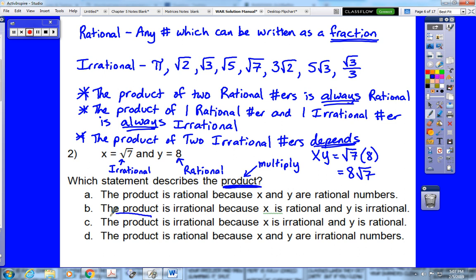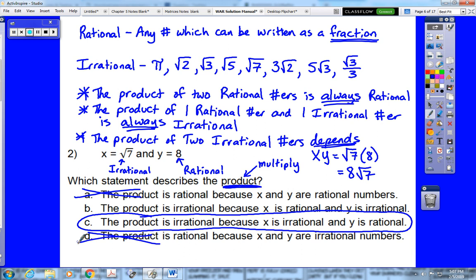The product, therefore, must be irrational, because when I multiply a rational times an irrational, I always get an irrational number. So as soon as I know the answer is irrational, I can use my answer eliminator to eliminate A and D, and then I just have to correctly identify which of my variables, x or y, is rational. In this case, y is rational, and that gives me the correct answer to that question.